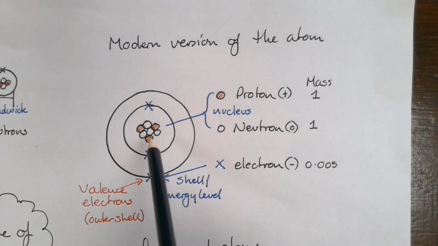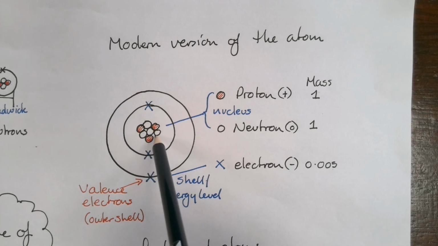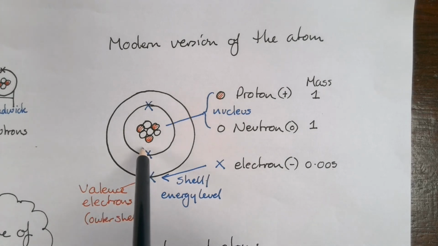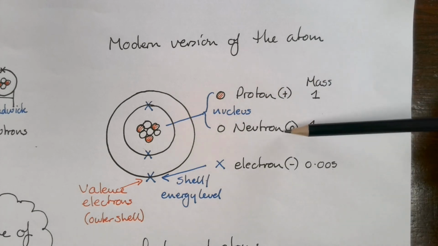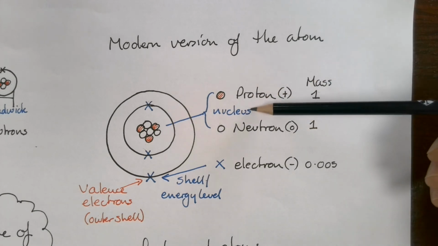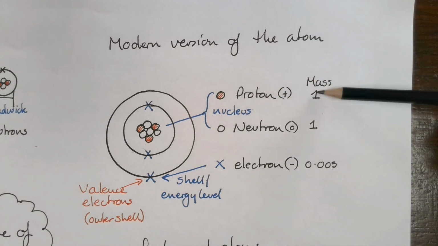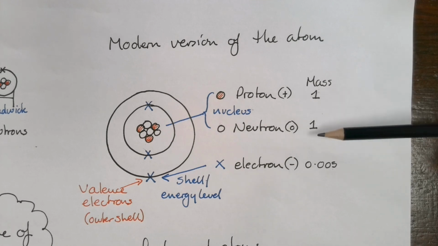And now in a modern textbook you'll see that we've got the nucleus, and in this case I've drawn 7 parts in my nucleus. So I've got 3 protons and I've got 4 neutrons, and you can have different numbers of each. I've also got 3 electrons as well. My protons are positive, my neutrons are neutral, and they're found in the nucleus, and they both have a mass of about 1, so they're similar in size to each other.